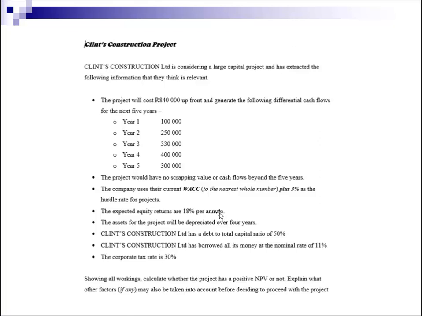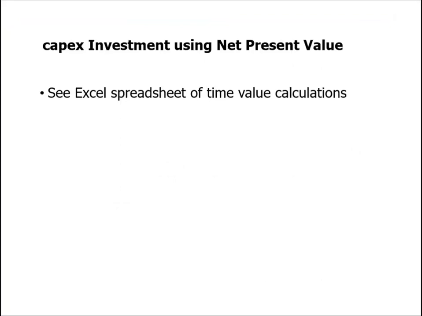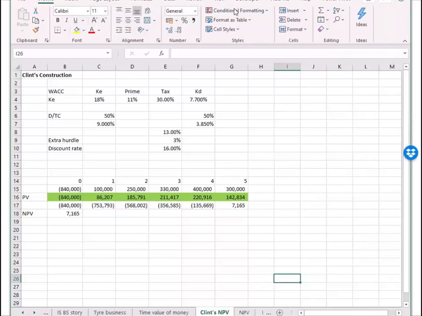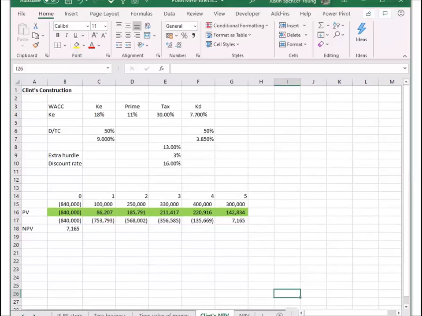So let's show some workings, let's do some calculations, let's determine what the NPV is for this project, and then discuss if there are any other factors that we should be considering in order to help Clint's Construction determine whether to proceed. So I'm going to bring in my spreadsheet here, my calculations in it, and we can explore how to go about doing this.